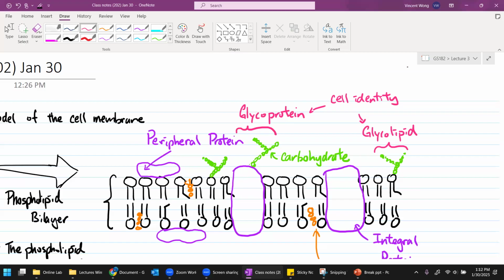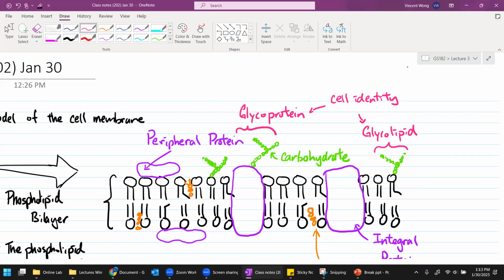Which is why, if we're looking for a transplant, you can't just take a kidney from someone and put it into someone else. The body's going to reject it. They're going to attack it because the cell identities are different, so you cannot find a perfect match. You try to match as much as you can, and then you actually have to put the person on immunosuppressants to lower the immune system so that they don't reject the organ. So that's cell identity. And part of it is because of these glycoproteins and glycolipids.